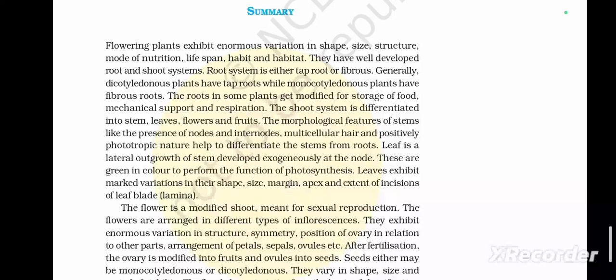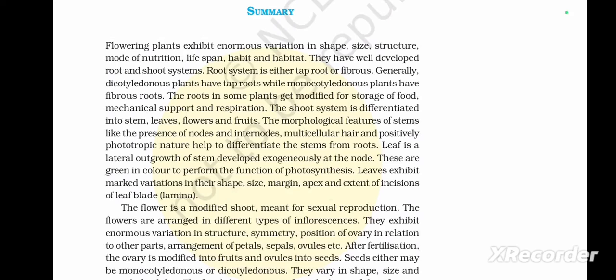And the summary of the lesson is: flowering plants exhibit enormous variation in shape, size, structure, mode of nutrition, lifespan, habit, and habitat. They have well-developed root and shoot systems. Root system is either taproot or fibrous. Generally, dicotyledonous plants have tap roots while monocotyledonous plants have fibrous roots. The roots in some plants get modified for storage of food, mechanical support and respiration. The shoot system is differentiated into stem, leaves, flowers and fruits.